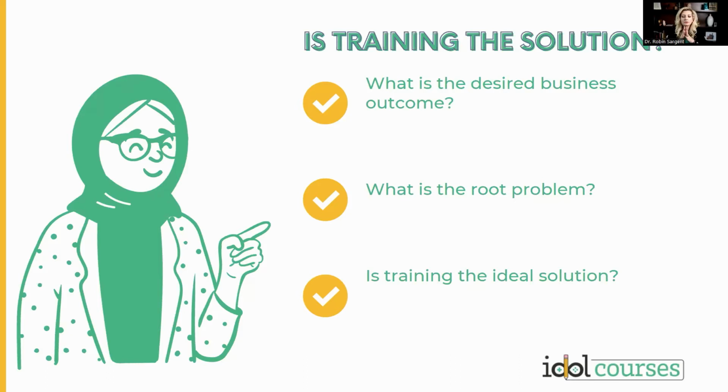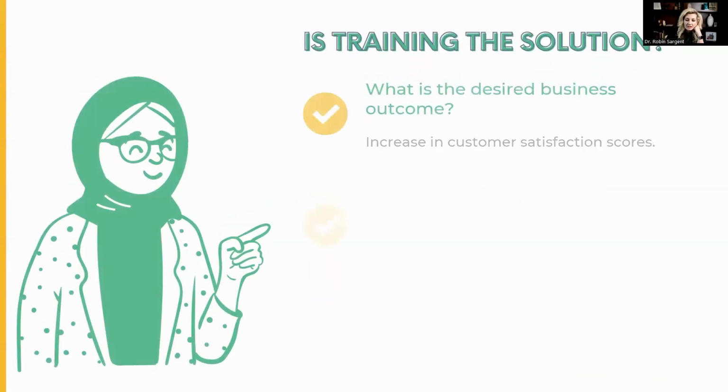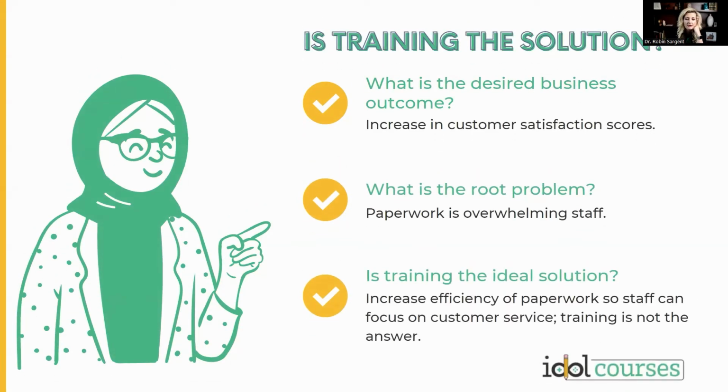What do we know is the root problem? Paperwork. That's right, there's too much paperwork. So if the root problem is that there's too much paperwork, is training the ideal solution? Nope. Good job. So you will see that you all got this right. Desired business outcome: increase customer satisfaction scores. What's the root problem? Paperwork is overwhelming staff. Is training the ideal solution? No, it's not the ideal solution. Instead, they need to increase the efficiency of paperwork so the staff can focus on customer service.